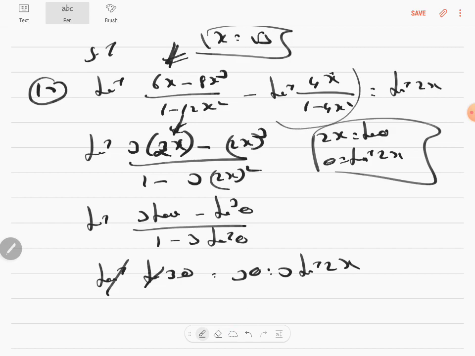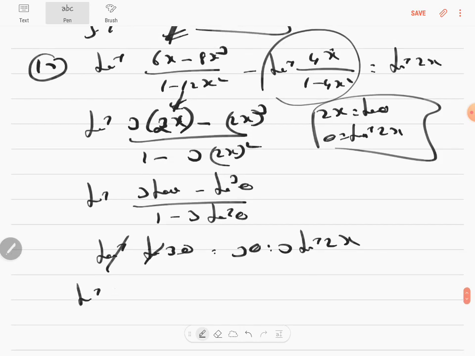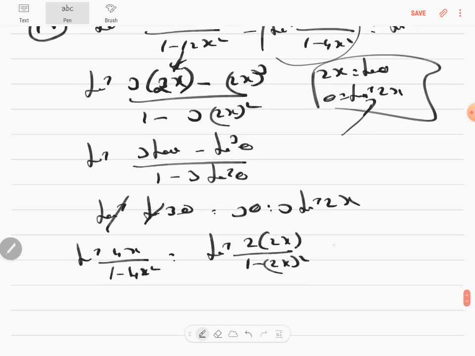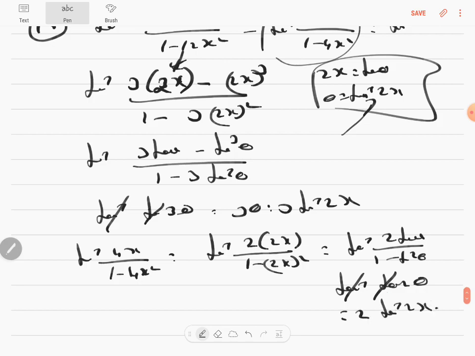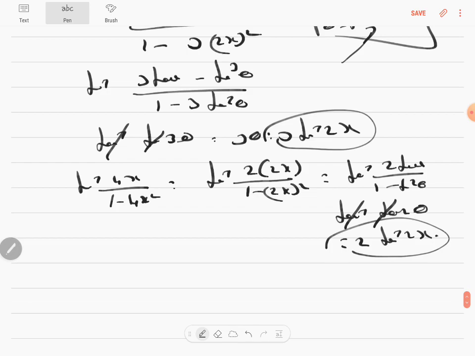Now I have to solve the next part, the second term, which is tan inverse of 4x by 1 minus 4x square. You have to write it as tan inverse of 2 into 2x by 1 minus 2x the whole square. Again 2x is tan theta. So this will become tan inverse of 2 tan theta by 1 minus tan square theta, which is tan inverse of tan 2 theta, which is just 2 theta, which is 2 into tan inverse of 2x. This is 3 into tan inverse of 2x, and this is 2 into tan inverse of 2x.